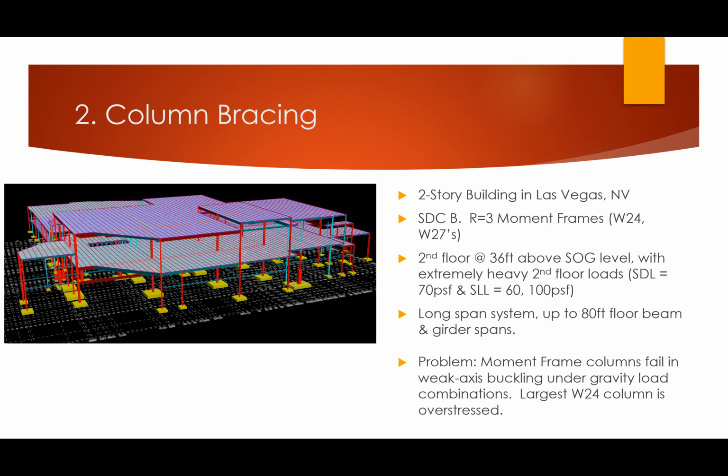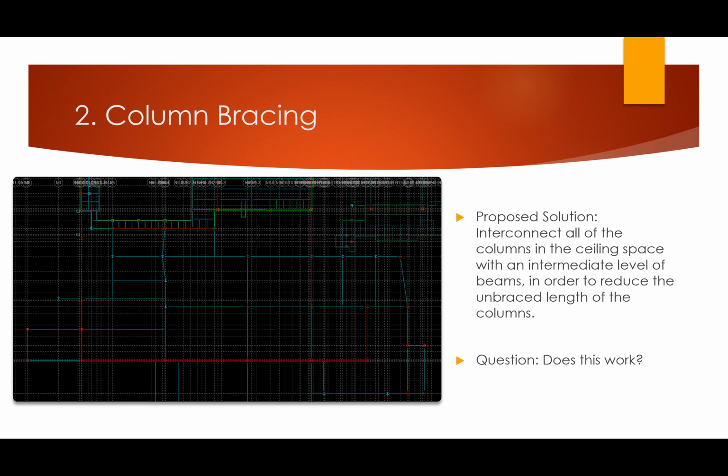Well, one interesting suggestion that one of our engineers had was, hey, we actually have a ton of ceiling space here below level 2. Our ceiling is only at 18 to 20 feet on average. What if we go just a couple of feet above our ceiling and then we just interconnect everything with a whole bunch of beams in order to reduce the unbraced length of all of our columns? Okay, well, sounds reasonable perhaps. Let's put it in our software, run it, and see what happens.